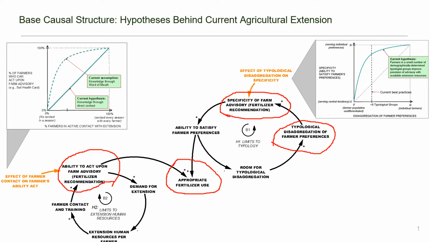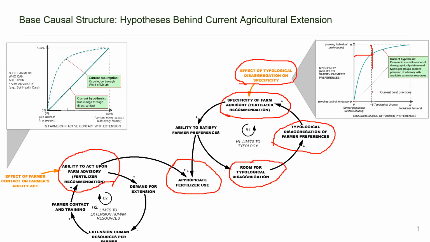Now, this is a balancing structure because as you disaggregate farmers into smaller and smaller groups, there is less and less room for such typology-based disaggregation. Now, how does such disaggregation affect the specificity of the recommendation or its ability to satisfy a farmer's preference is shown in this chart on the right-hand side, where what we see is that with very small number of clusters, say about 5, it is believed, one can satisfy a very high degree of farmers' preferences.